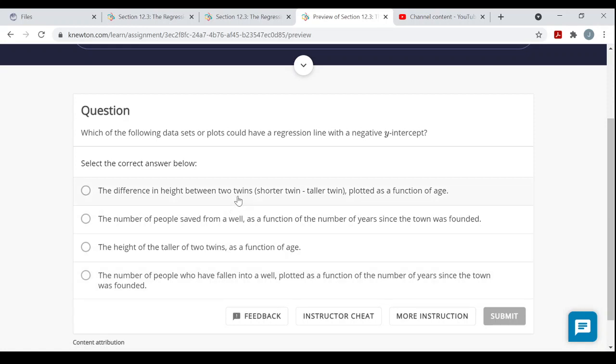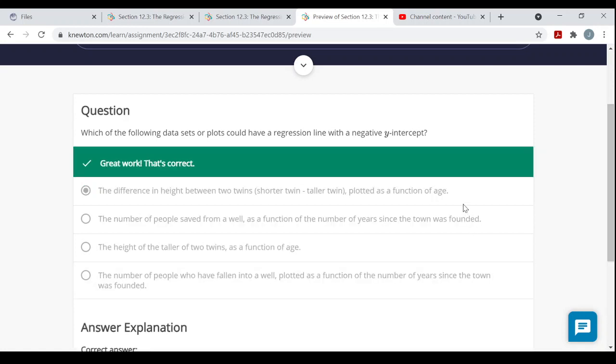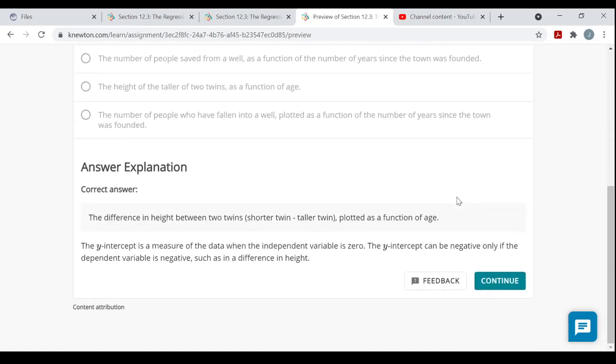So the only one here that could possibly be negative, if you interpret age 0 as just being newborn and then take the shorter baby minus the taller baby, that can be negative. That's the only one that makes sense that could actually be negative at x equals 0. All right. And again, got the answer explanation there.